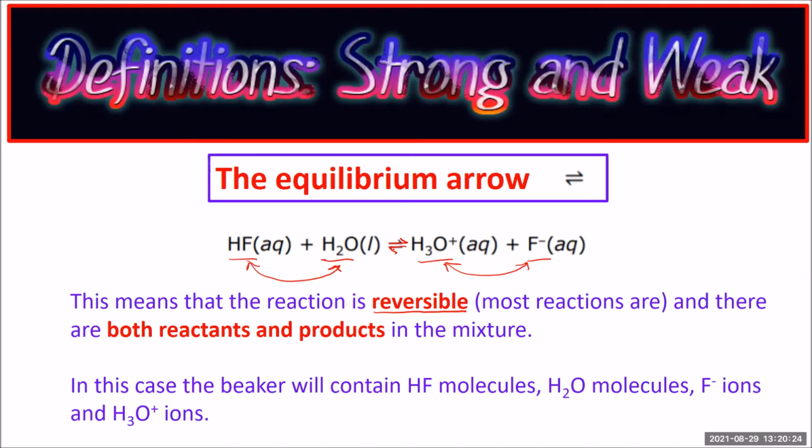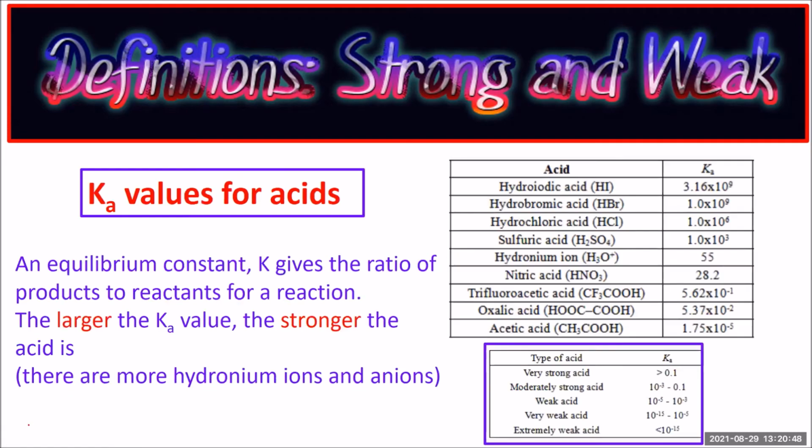And both of those reactions are actually going on all the time. So what you have in your beaker then, you have hydrogen fluoride molecules, water molecules, fluoride ions, and hydronium ions. They will all be in that beaker together, and they'll all be continuing to react all the time. And this is called being in equilibrium. Now, when a reaction is in equilibrium, we have an equilibrium constant that will give us the ratio of products to reactants. So for an acid, this is called a Ka value. And the larger the Ka value, the stronger the acid is.